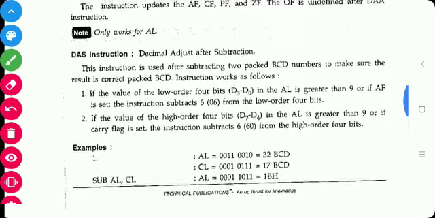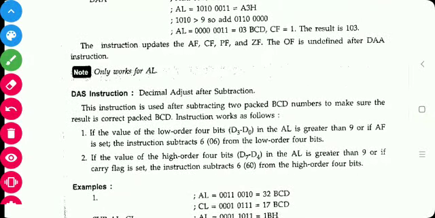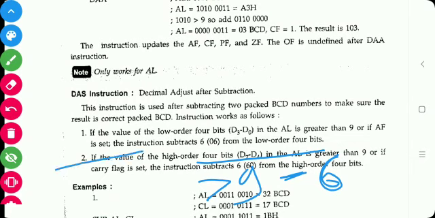Next is the DAS instruction. It is similar to DAA, but the only difference is that it follows subtraction. If the lower order 4 bits in AL are greater than 9, then it subtracts 6. In DAA we are adding 6, here we are subtracting 6 from the lower order 4 bits. If the higher order 4 bits are greater than 9, then we subtract 6 from the higher order 4 bits. This decimal adjust after subtraction follows the subtraction instruction.